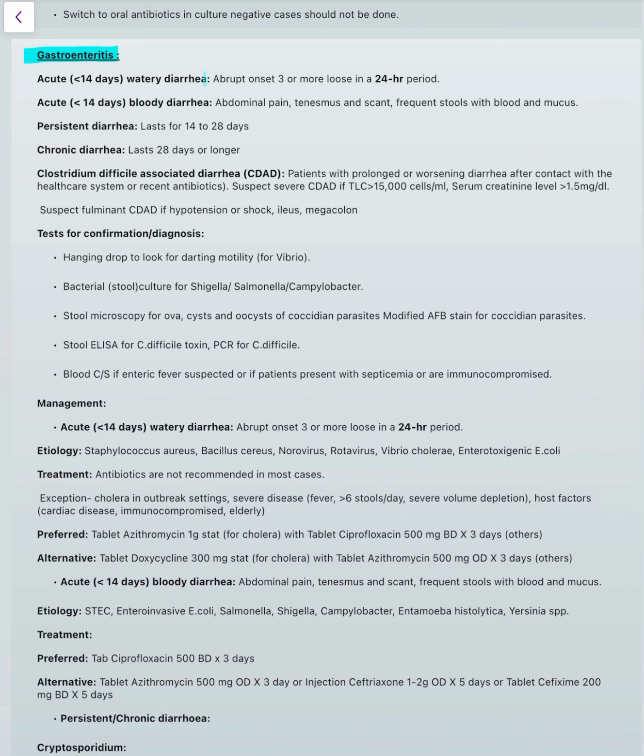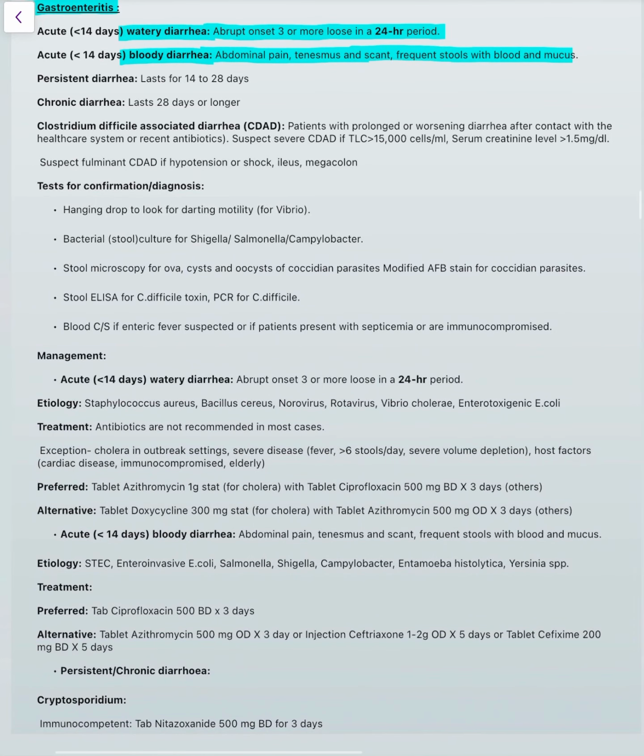It is abrupt onset of 3 or more loose stools in a day or more than 400 grams of stools in quantity. That is called diarrhea. Either it can be watery diarrhea or bloody diarrhea, right? Acute bloody diarrhea is when there are symptoms like abdominal pain, tenesmus, and scant frequent stools with blood and mucus in it. So this is bloody diarrhea.